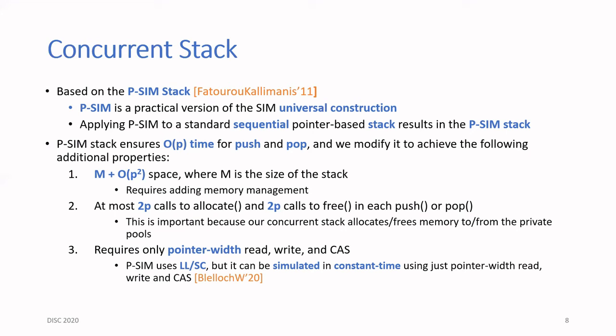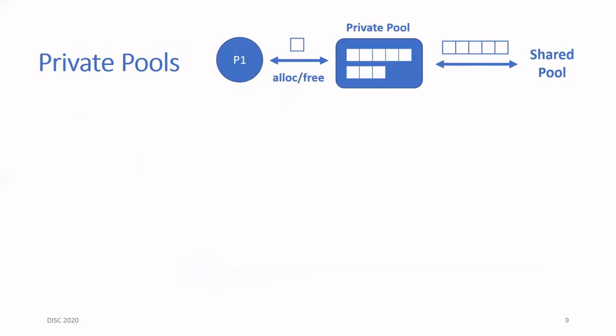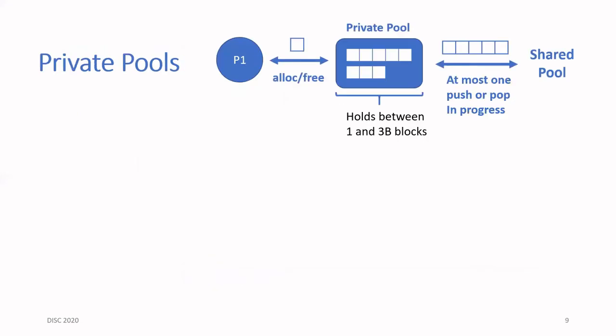Finally, we modify the PSIM stack so that it uses only pointer-width read, write, and compare-and-swap. The original PSIM algorithm doesn't satisfy this property because it uses LL/SC, but recent results show that it's possible to simulate LL/SC in constant time using just pointer-width read, write, and CAS. So that's an overview of how our shared pool works, and the full details can be found in our paper. Now let's take a look at the private pools more closely.